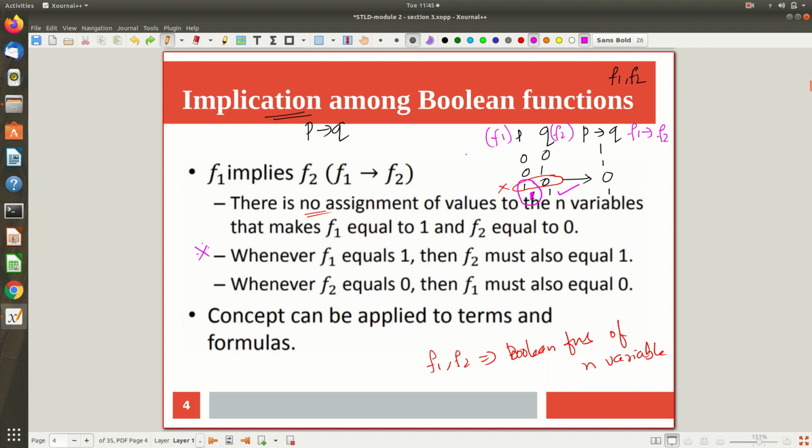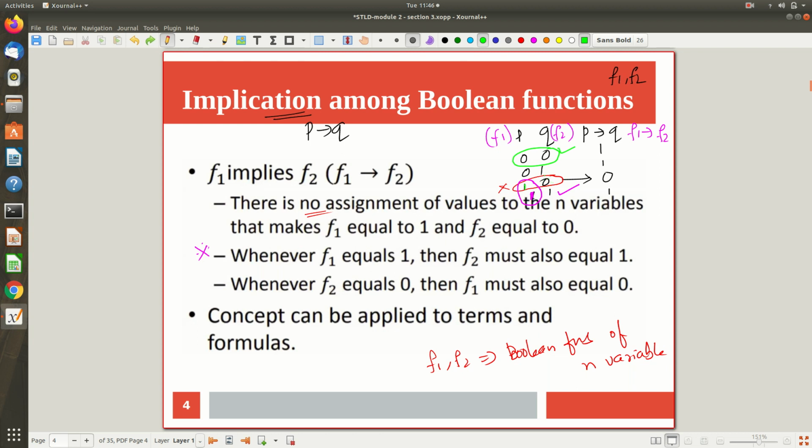Now another interpretation, again let me use a different color. Whenever F2 is 0, you can see that F2 is 0 in this case and this case. And when F2 is 0, my requirement is if F1 is also 1, it is not valid. So I don't want it. What I need is whenever F2 is 0, I want F1 to be 0 for sure. If I am getting F1 to be 1, that is the case I don't want.